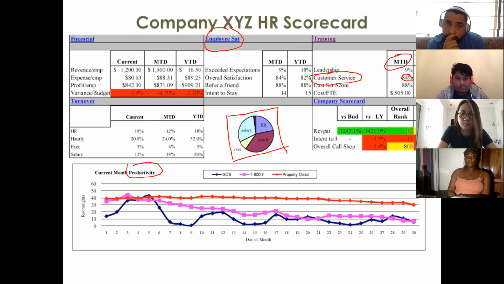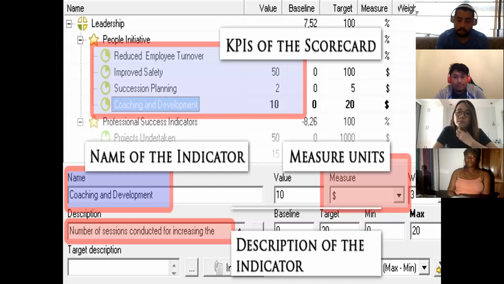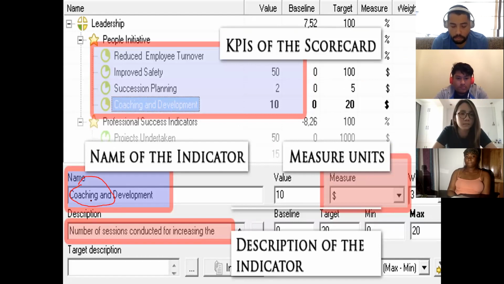Now let's look at something for an individual. Okay, so for an individual, here's another chart we might have. And we might be able to measure the individual's coaching and development. How many sessions did we use? What were the KPIs? Now here's something you're going to see a lot this semester. KPI. KPI means key performance indicator.